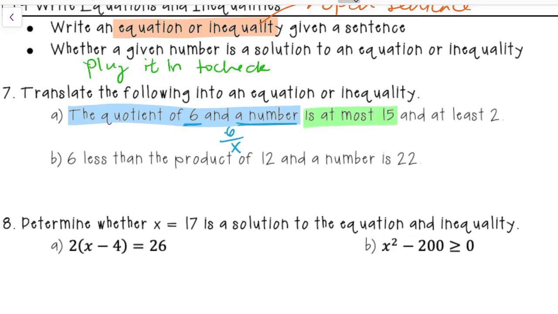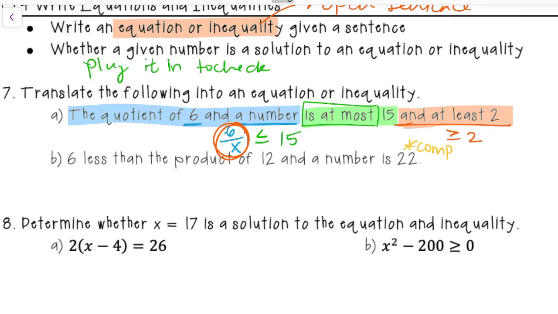And then we have is at most 15. Well, if that expression, 6 divided by x, is at most 15, if you go back to your vocab list that I gave you at the start of your 1.4 notes, you'll see that at most is going to be less than or equal to. So it's at most 15 and at least 2. So this expression right here is at least 2. Well, at least was greater than or equal to. But since we have, the quotient of 6 and a number is this and this, that is our clue that this is going to be a compound inequality.